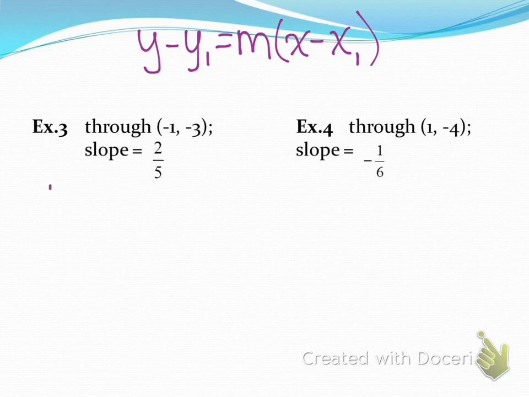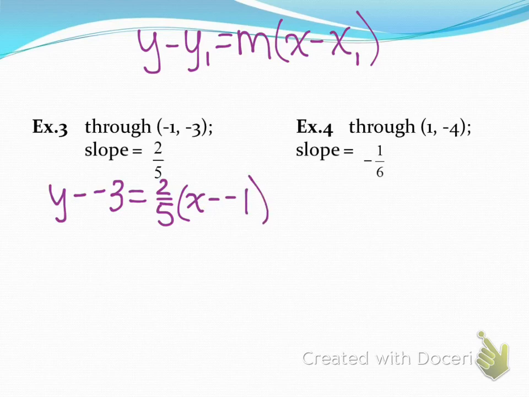Y minus 3. Correct. I mean equal 12 parentheses x minus 3. Right? So this is okay to start off with, but who can tell me how we could clean this up a little bit? Jaquan? Y plus 3 equals 2/5 times x plus 1. Very good.